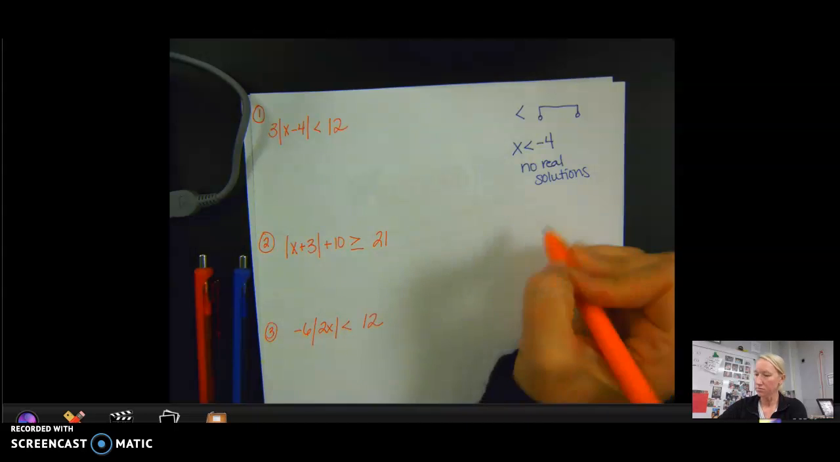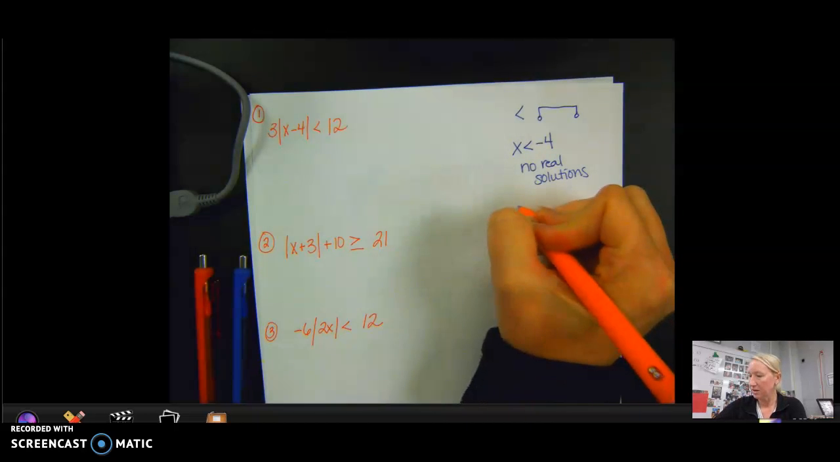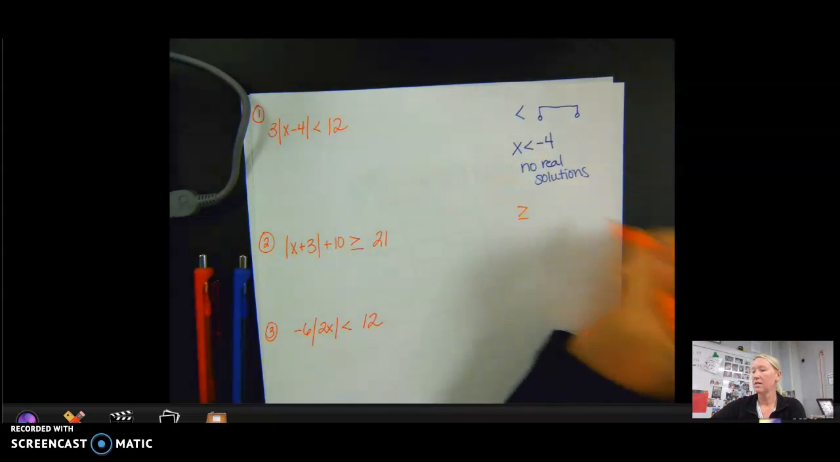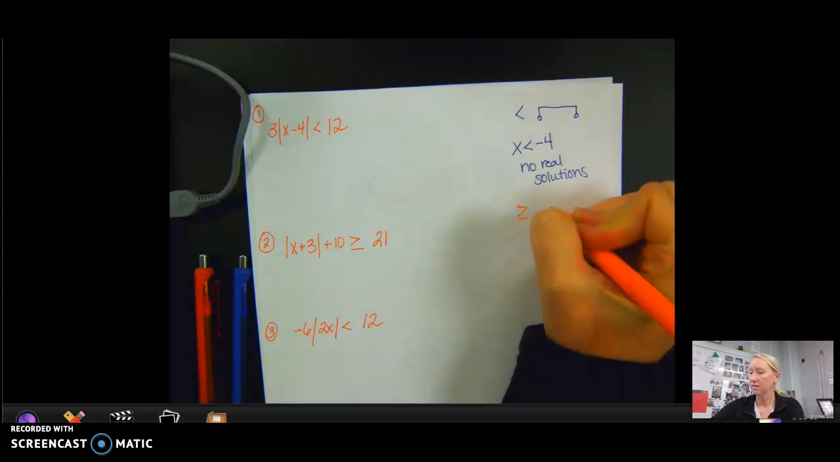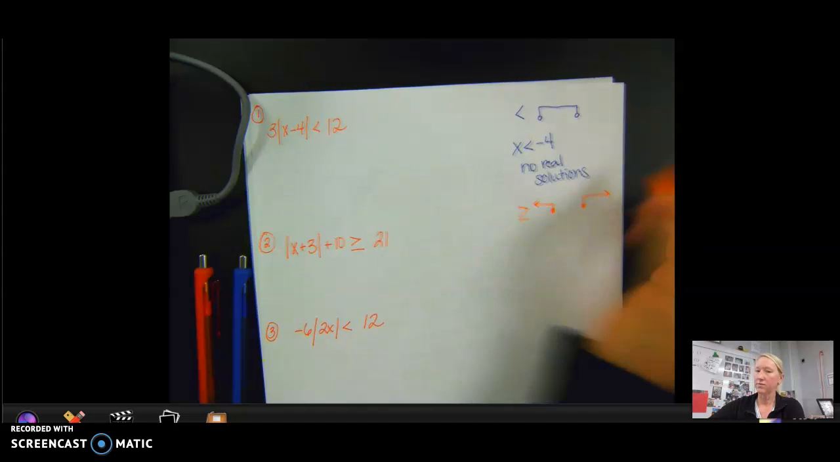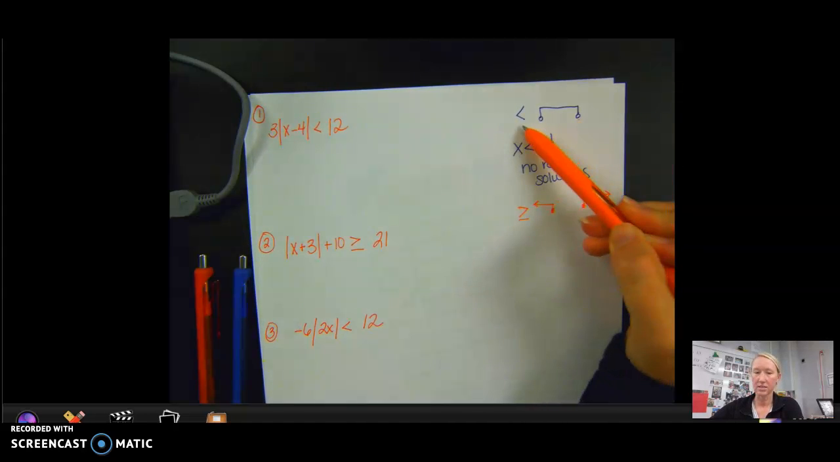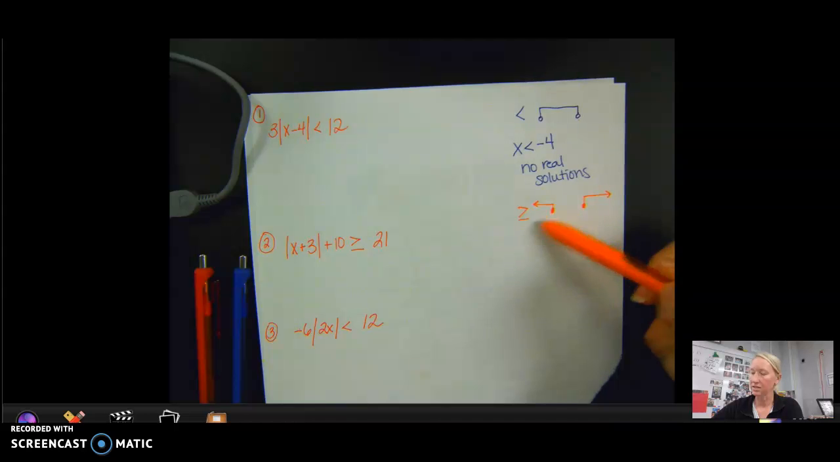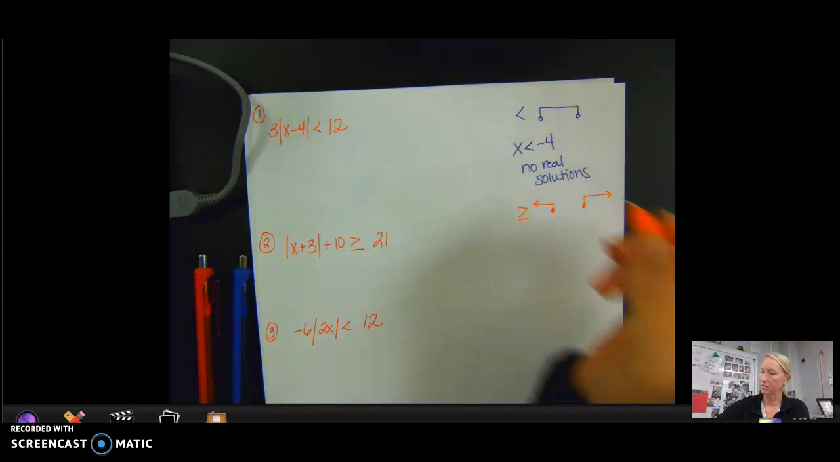We also talked about greater than, and then greater than symbol, it goes out. So if you notice on this one I did open circles because it's not also equal to. On this one I did closed circles because it's also equal to.